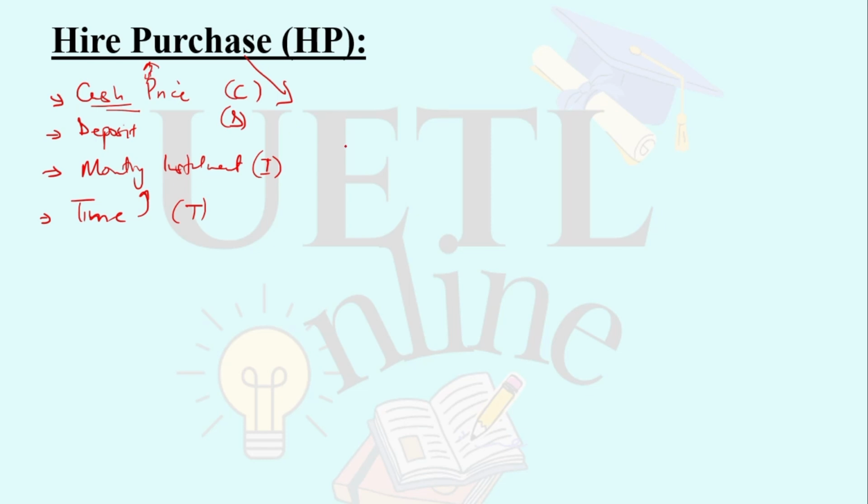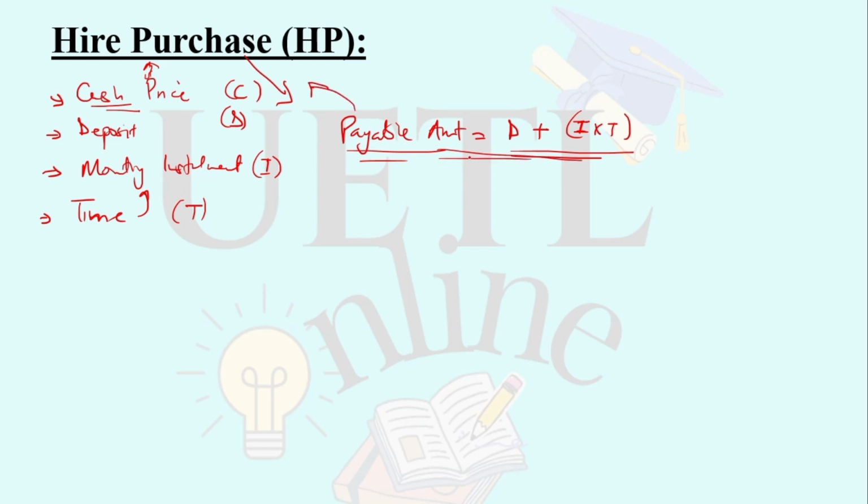The first thing is to calculate the money you are going to pay. Let's call it the payable amount. The way you calculate it is you just say the deposit plus the monthly installment multiplied by the time. This is how you work out the hire purchase price. This is the new price you are going to pay. It is usually more than the cash price. So please make sure you grab this formula so that you can use it when we do our example.